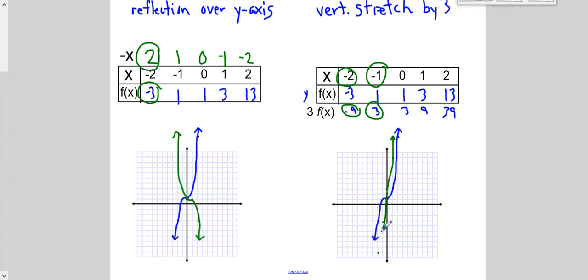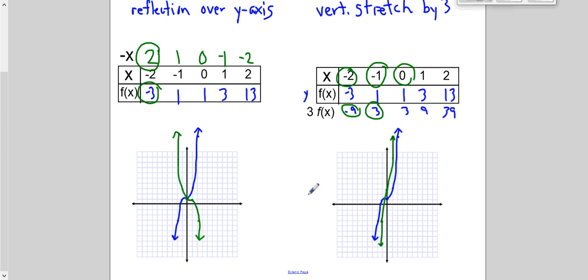So it stretched it vertically. It went higher and lower really fast, a whole lot faster. Our middle point was at 0, 3. That's an important one. All right, I'm going to touch up this graph. Remember, the most important points on a graph are the intercepts, where it crosses the x and y axes. Make sure you get those right.